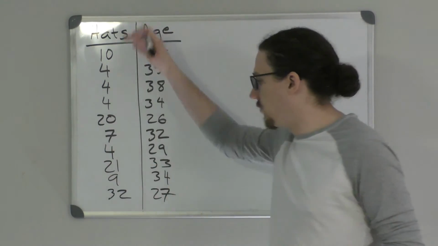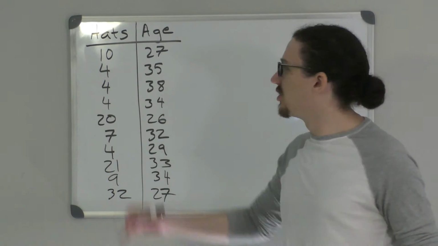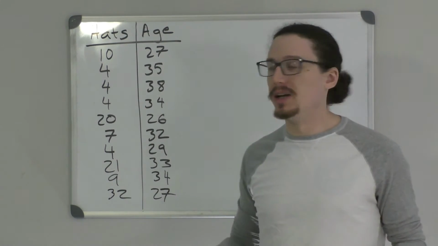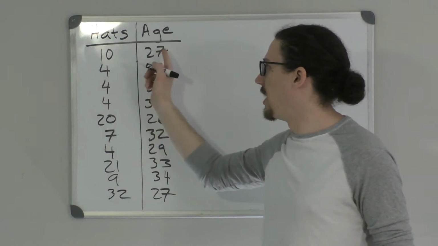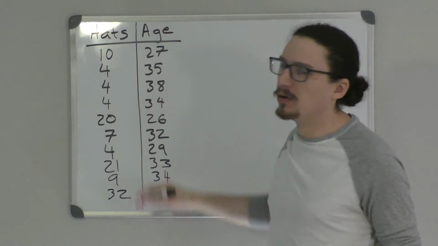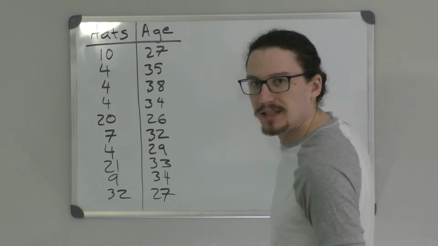All right, so one of the first things that we might want to grab is our sample size, right? If we count all of these values, we have 10 pairs. And by pair I mean observation, right? So hats and age. There are 10 rows of data, so our sample size is 10.